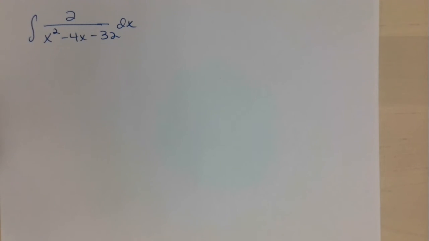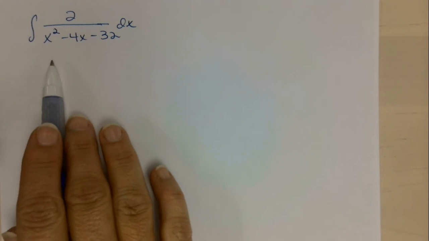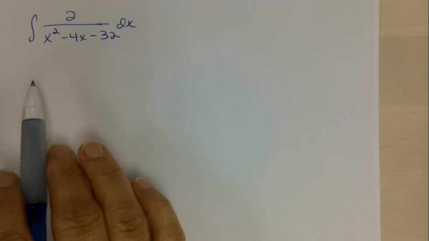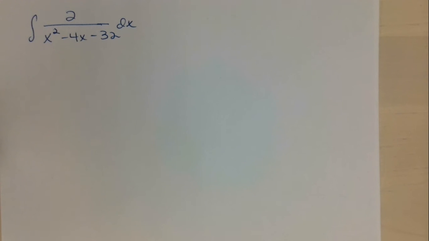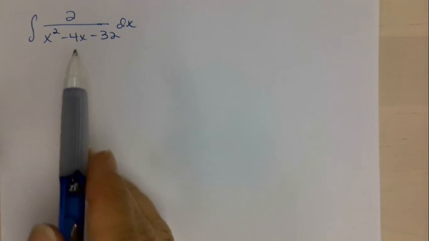All right, we're going to do one more example. Got the integral of 2 over x squared minus 4x minus 32. Now, if you look at this expression, it looks like expressions that previously we were using completing the square on. And so you might think, why wouldn't we just complete the square on this one and hopefully end up with an arctangent expression? I think that the partial fraction decomposition is maybe an easier process.